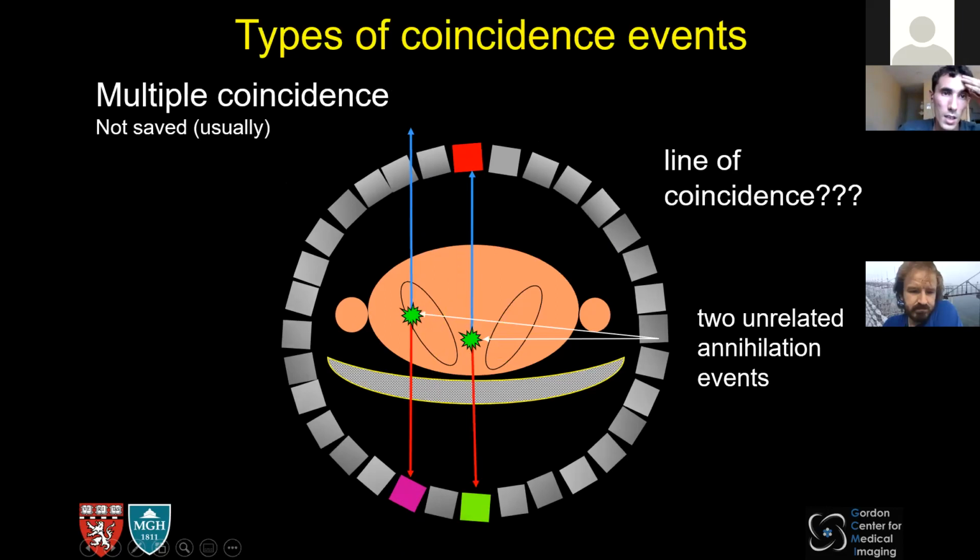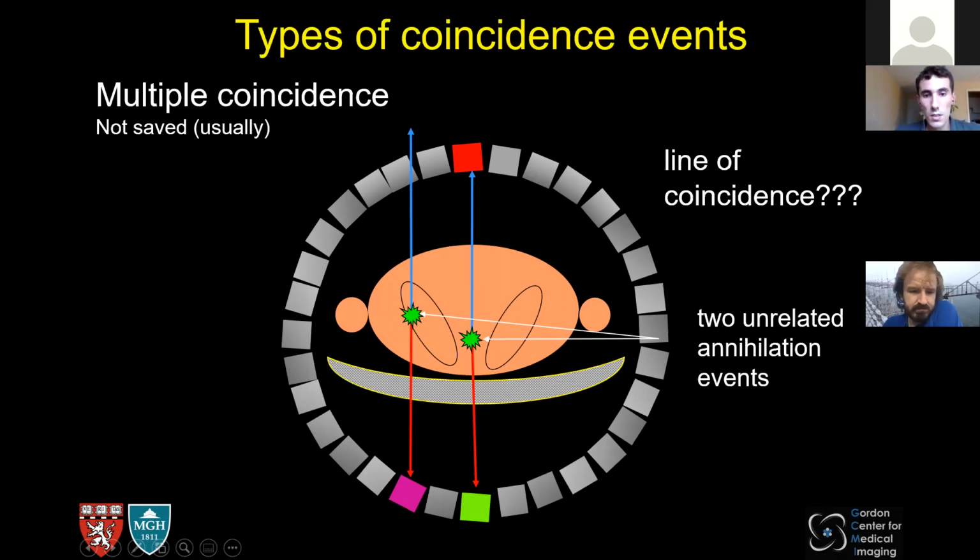And finally, this is the multiple coincidence. Here, instead of having two detectors activated by two or more annihilations, you can have three detectors activated too. That is typically not saved by the PET scanner because you have no idea where to put the line of coincidence. So those are rejected by the PET scanner.